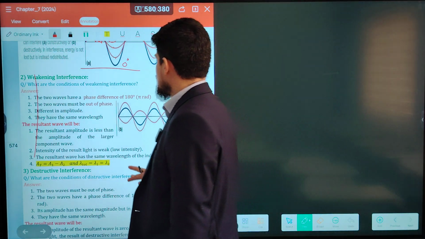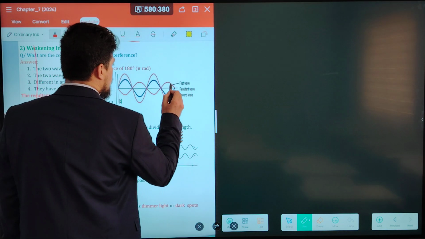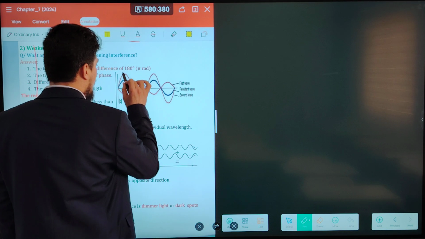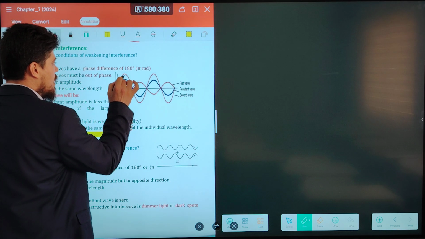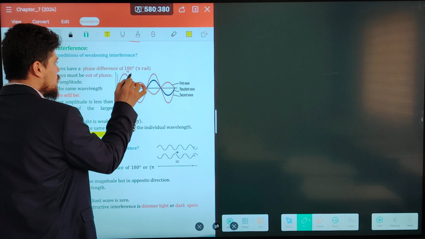Okay? As you can see in this figure, this is the first wave and this is the second wave. How many waves do we have? Two. One, two.